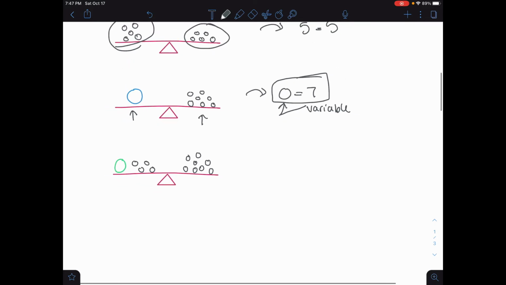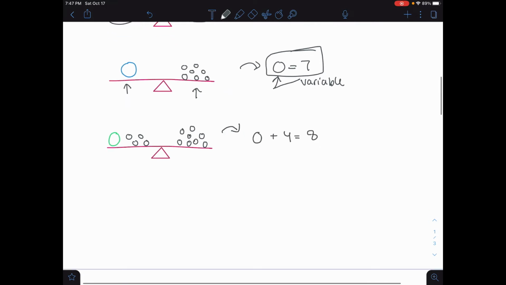So what does this represent? This is a circle plus 4 equals 8. Now how do we solve this? This equation is asking what circle has to be for this equation to be true. So let's try 3. If this circle is equal to 3, would this hold? So 3 plus 4 is equal to 8. Is this true? No, it's not. So therefore, this circle cannot be equal to 3.